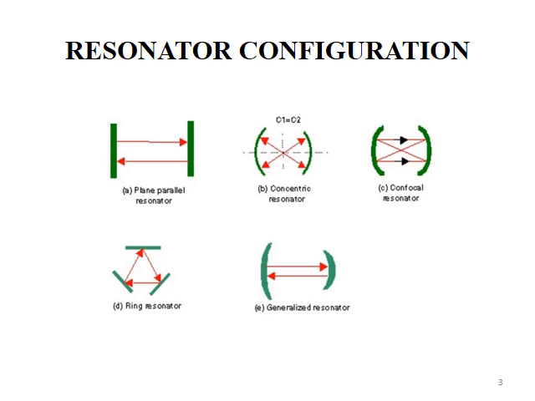Most widely used laser resonators or cavities have either plane or spherical mirrors of rectangular or circular shape, separated by some distance L. They are the plane parallel resonator, concentric resonator, confocal resonator, generalized spherical resonator, and ring resonator.